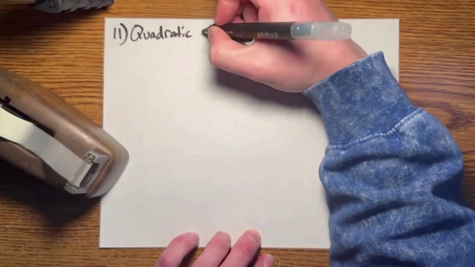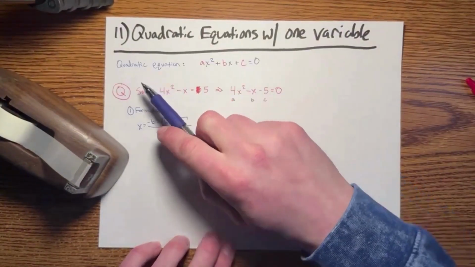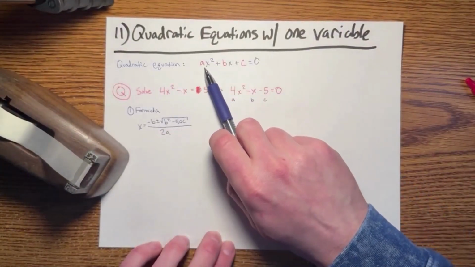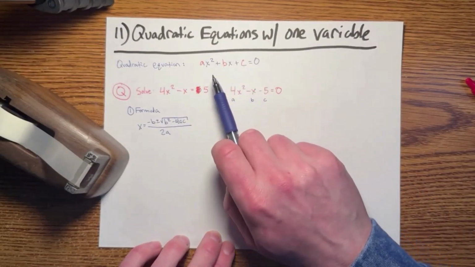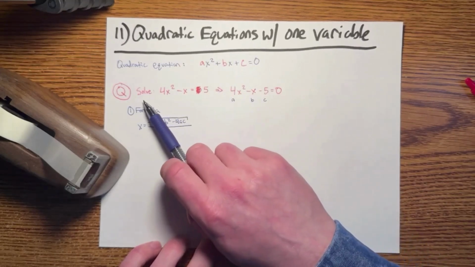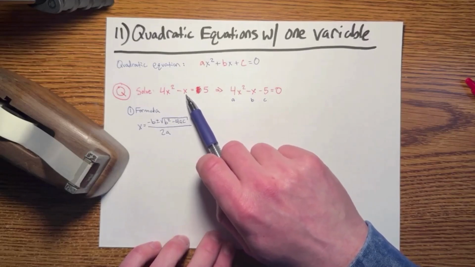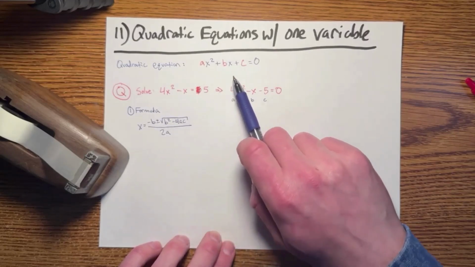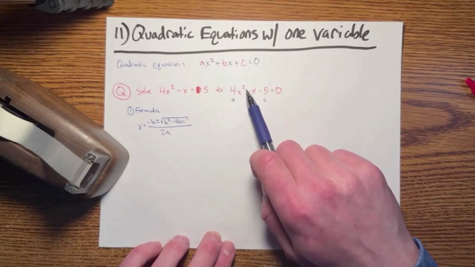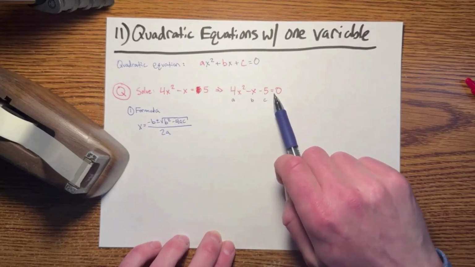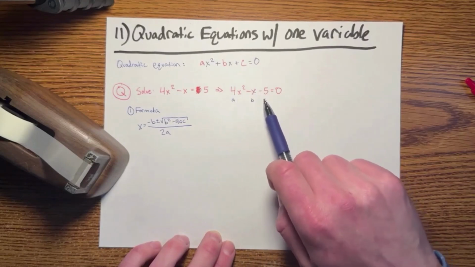Number 11, quadratic equations with one variable. A quadratic equation is any equation that can be put into the form of ax squared plus bx plus c equals 0. There's 3 different ways to solve these problems, which I'll run through here. So the overall question could ask you to solve 4x squared minus x equals 5. Well, first off, we'll move it into the quadratic form so we can pull out the a, b, and c. So that would look like 4x squared minus x, move over the 5, so it's minus 5 equals 0. The a term is going to be the 4, b term will be -1, and c term will be -5.